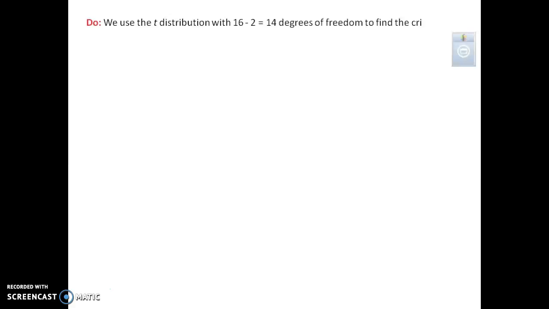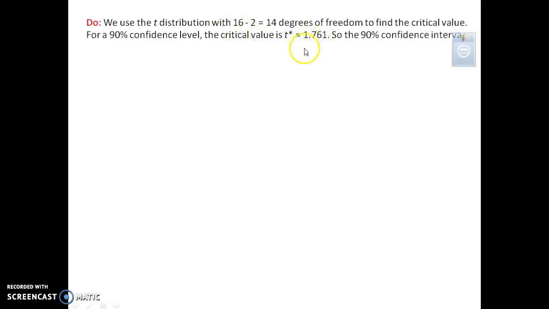Okay, now actually constructing our interval. So we're going to use a t-distribution with 16 minus 2 or 14 degrees of freedom to find the critical value for a 90% confidence level. Now, I want to show you how to find the 1.761 in the calculator.